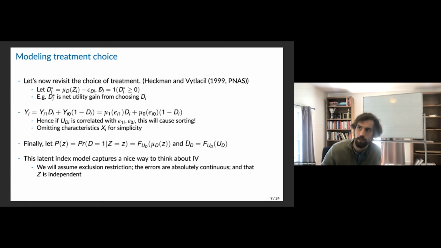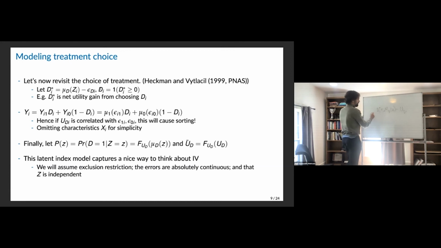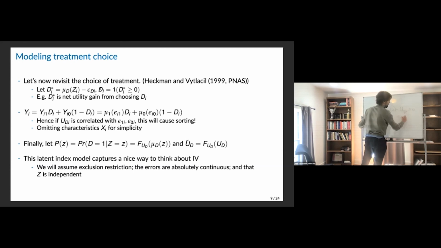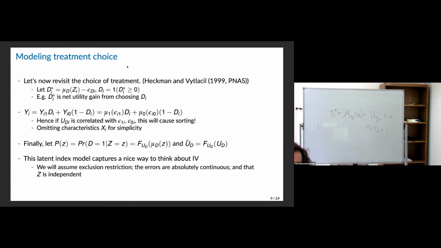So why am I saying that? So take this D_i star. D_i star is equal to mu D of Z_i minus u D_i. The point is that remember when this is greater than zero, that's when D_i is equal to one. And so let me switch the camera.